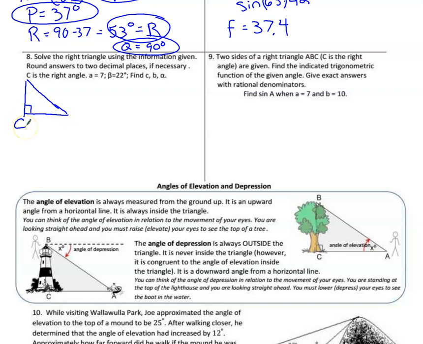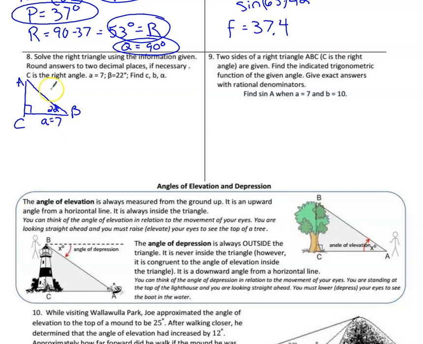Angle C is the right angle. And we have a little a, which would be across from angle A. Then we have a beta, which is angle B. So this is angle B, beta is 22, and little a is 7.